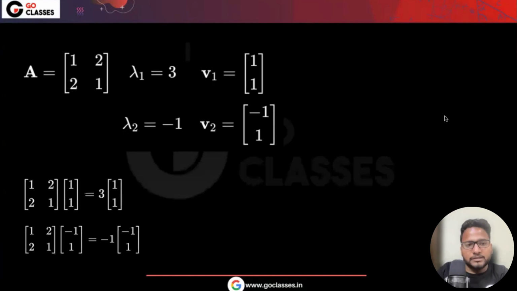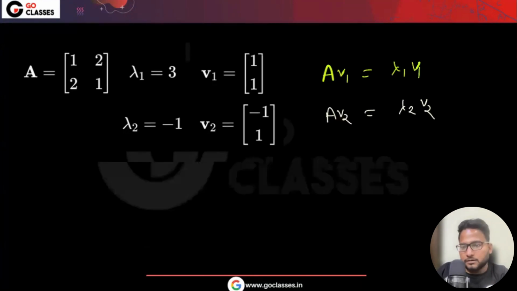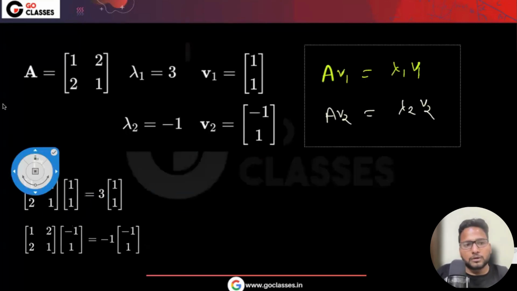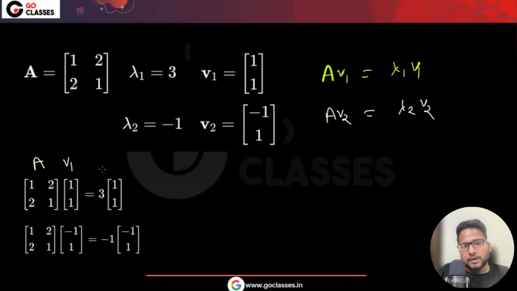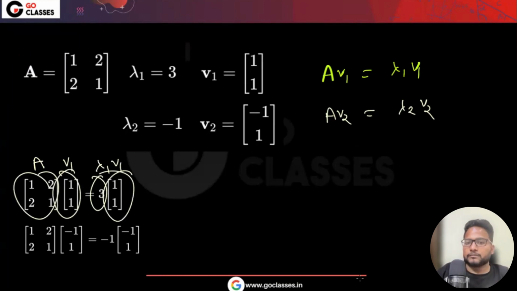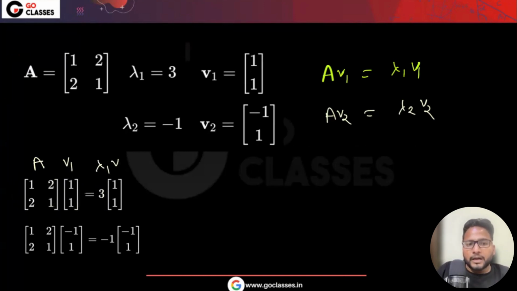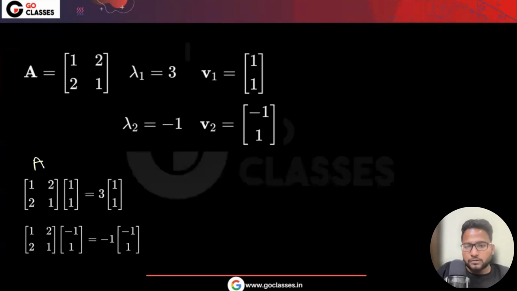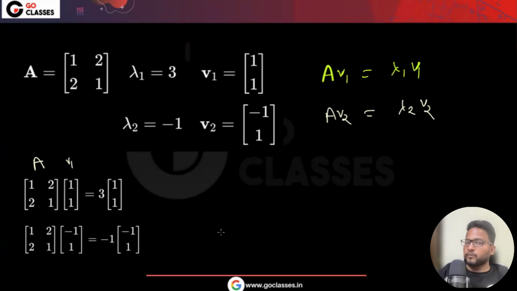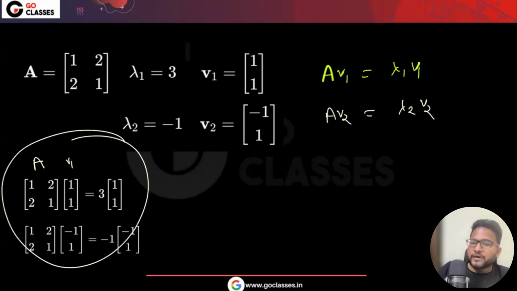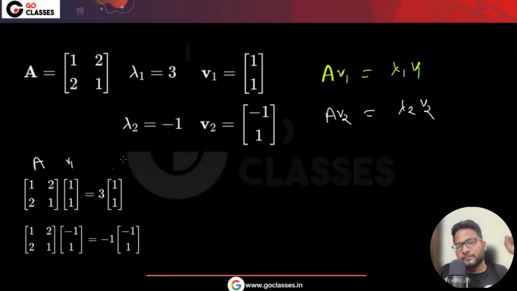If this is A, then we know that A into V1 equals lambda 1 into V1, and A into V2 is lambda 2 into V2. We have seen these as different equations. Can we just combine them? I want to show you something. Yes, most probably. So we can write it like this.